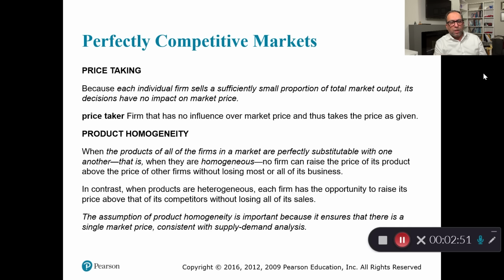Whenever they want to sell their product, they are not deciding the price. The price is decided by the market demand and supply forces, and they are compelled to sell their products at the price prevailing in the market. Because each individual firm sells a sufficiently small proportion of the total market, as there are many buyers and many sellers, each buyer and each seller is a very tiny component of the whole market. So its decision has no impact on the market price. If a tiny seller decides to sell more or less, it is not going to affect the market.